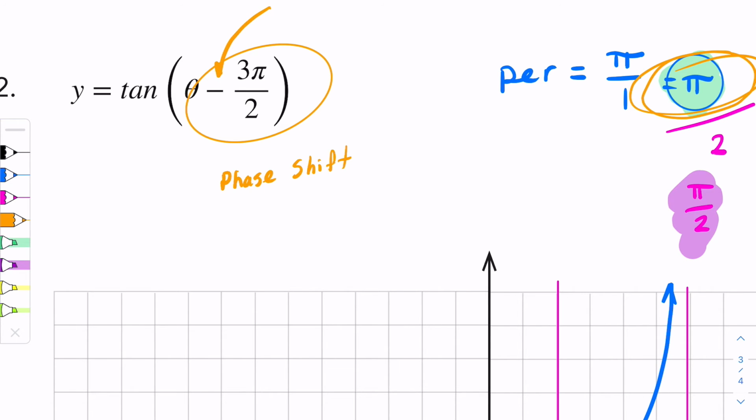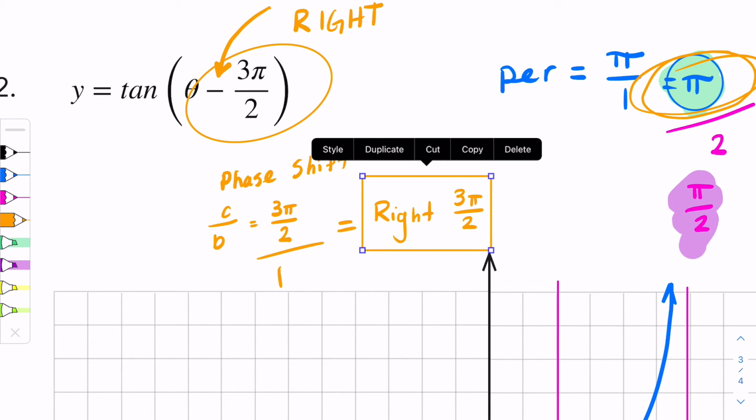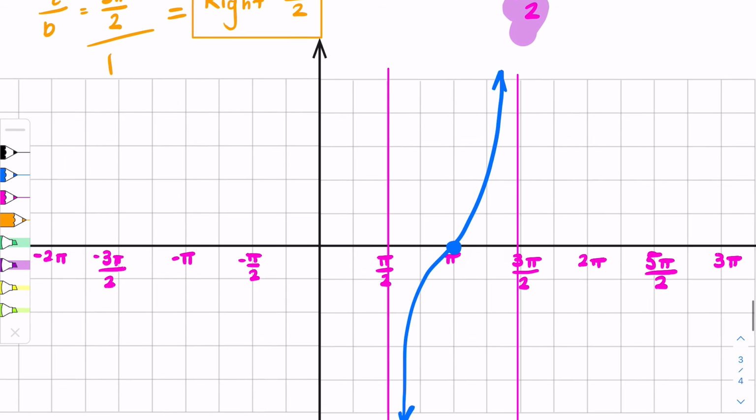Because we have a subtraction sign, this tells us to shift to the right. Recall that the phase shift is c over b. Our c value is 3 pi over 2. Our b value is 1. So our phase shift tells us to shift this graph to the right 3 pi over 2 units. That means every time you have an x-intercept, or wherever your tangent function crosses the x-axis, just add 3 pi over 2 to that number.